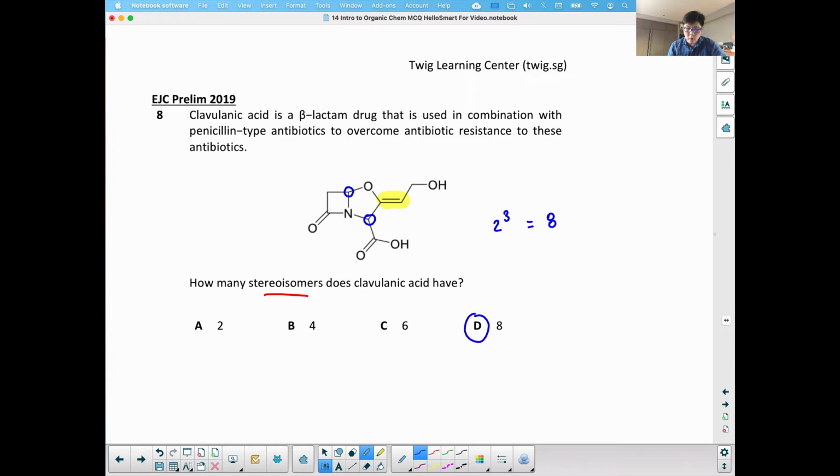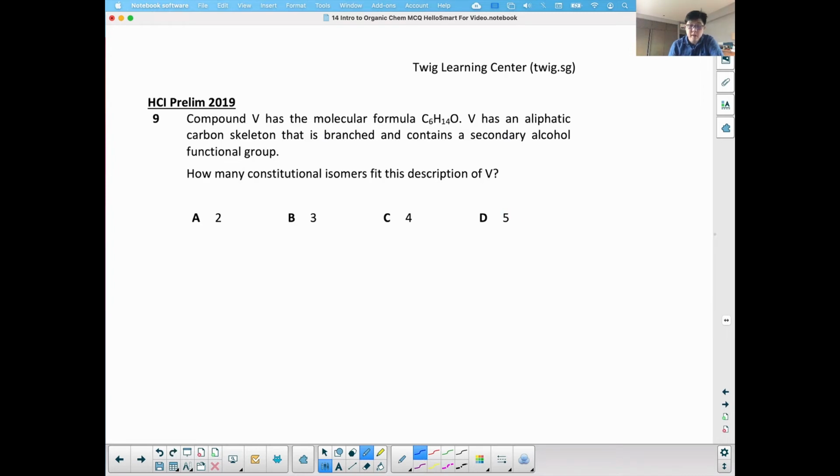Right, okay, so let's try the next question. Okay, let's look at how to do this question number 9. Compound V has a molecular formula C6H14O. It's an aliphatic carbon skeleton that is branched and contains a secondary alcohol. So how many constitutional isomers fit in this description?